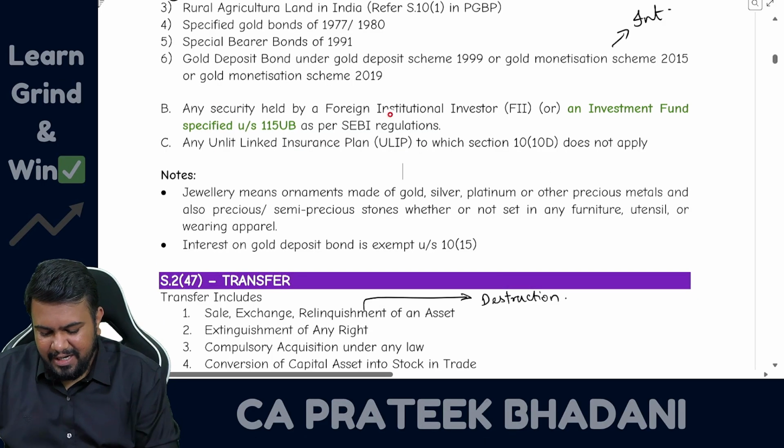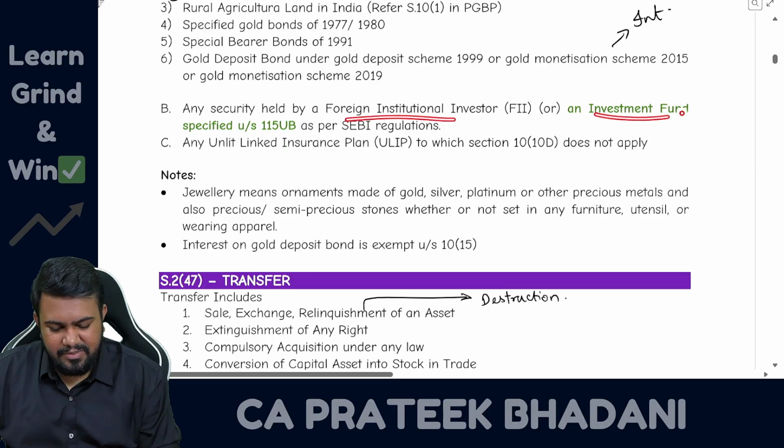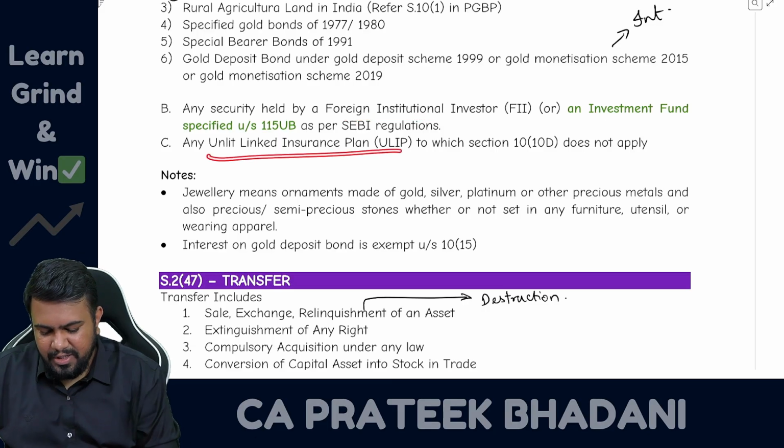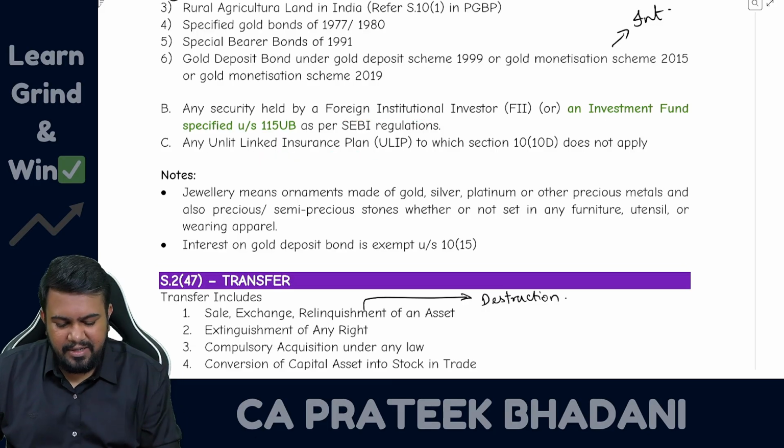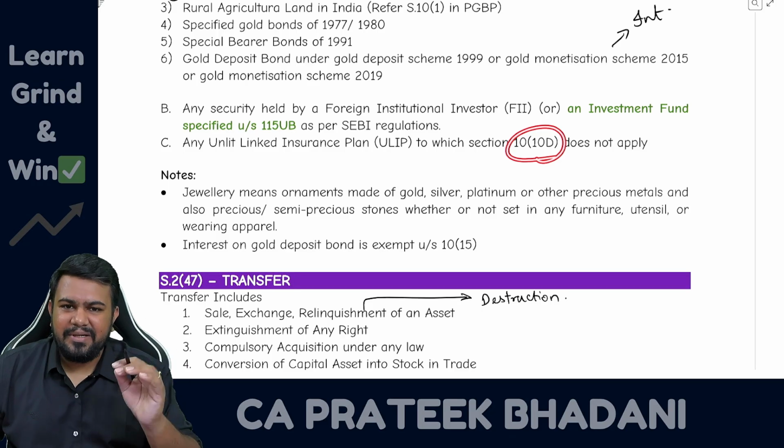So any security held by foreign institutional investor or investment fund is also capital asset. Any unit linked insurance plan that is not exempt under section 10(10D) is also a capital asset.